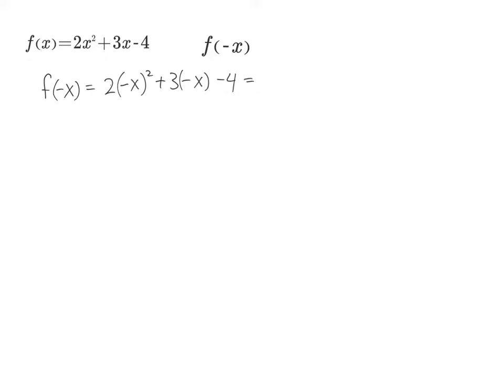So we end up getting 2x squared, and then 3 times negative x is negative 3x, then minus 4. Now if you notice, we have an x in our input, so we're going to have x's in our output. So what this means, if I plug a negative x into my function, I will end up getting a new function, which is 2x squared minus 3x minus 4.